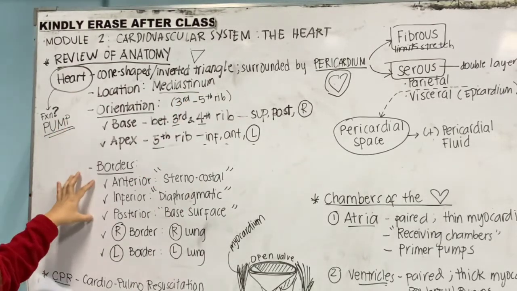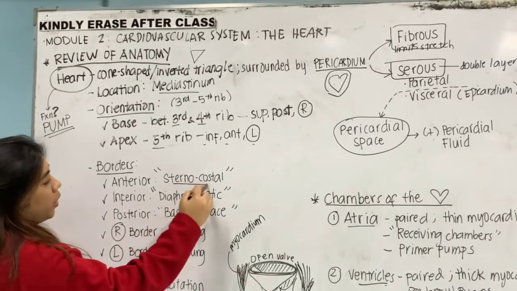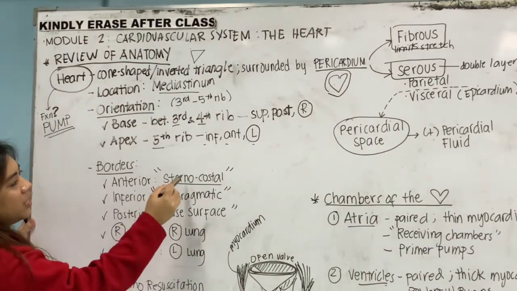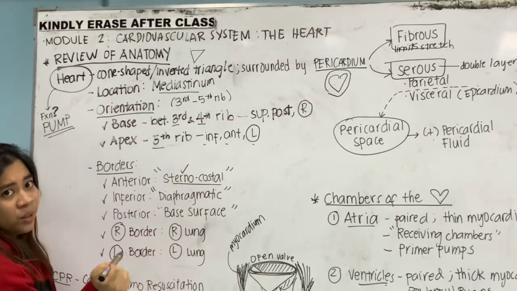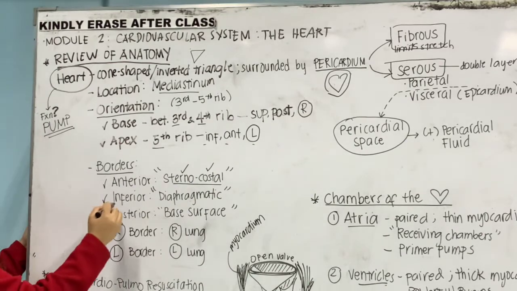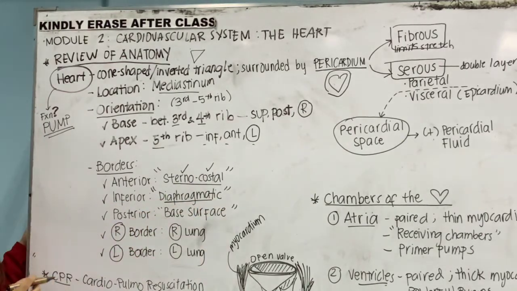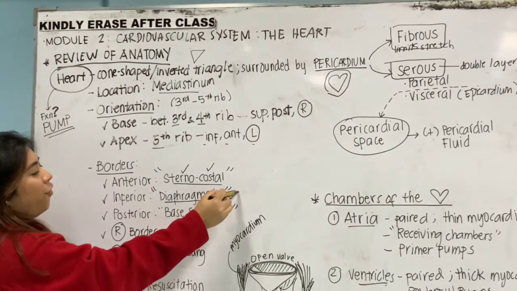Next for the borders. Here we have your anterior border, which is the front of the heart, your sternocostal border. Sternocostal pertains to ribs, so that's your sternum and your ribs. The inferior border is your diaphragmatic border because just underneath your heart is where you can see your diaphragm.